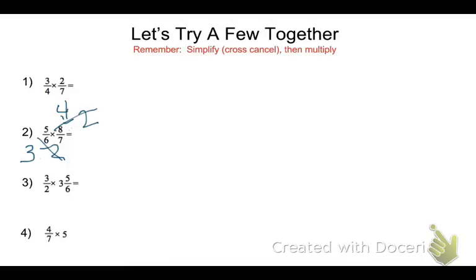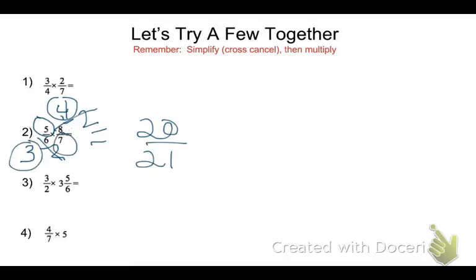Again, the purpose of cross-canceling is to make the numbers smaller before you multiply across. So I took the 6 and the 8, and I made them smaller. They're now 3 and 4. I'm ready to multiply across. 5 times 4 is 20, and 3 times 7 is 21. I make sure that 20/21 cannot be simplified again. It is in simplest form. That is my final answer.